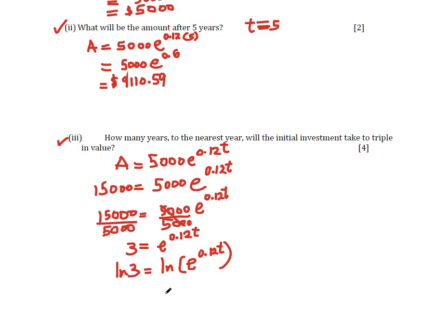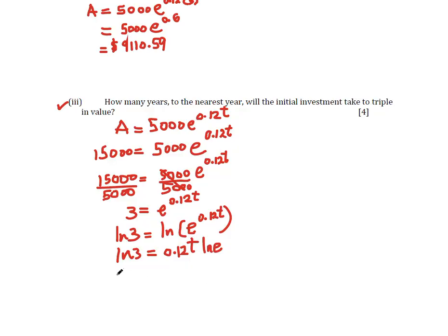So here, when we take ln, this will remain ln 3. ln 3 is going to be equal to, when I take ln of this power term, the power comes down to the front of the expression. So 0.12t comes down to the front. So I'll have 0.12t ln e. Then we'll simplify this further.